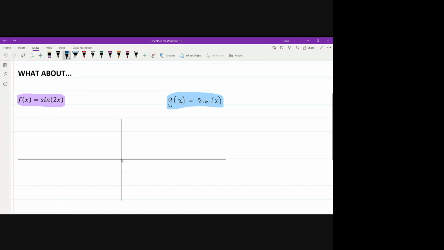So the mother graph will go straight through the origin, and then it will go up to 1. I'm going to put 1 all the way up here. Okay, there's 1. So it'll go all the way up to 1 at 90 degrees. There. At 180 degrees, it will give us 0. And then it'll go to 270 degrees. It will give us -1. So right there. And then at 360 degrees, it will give us 0 again.